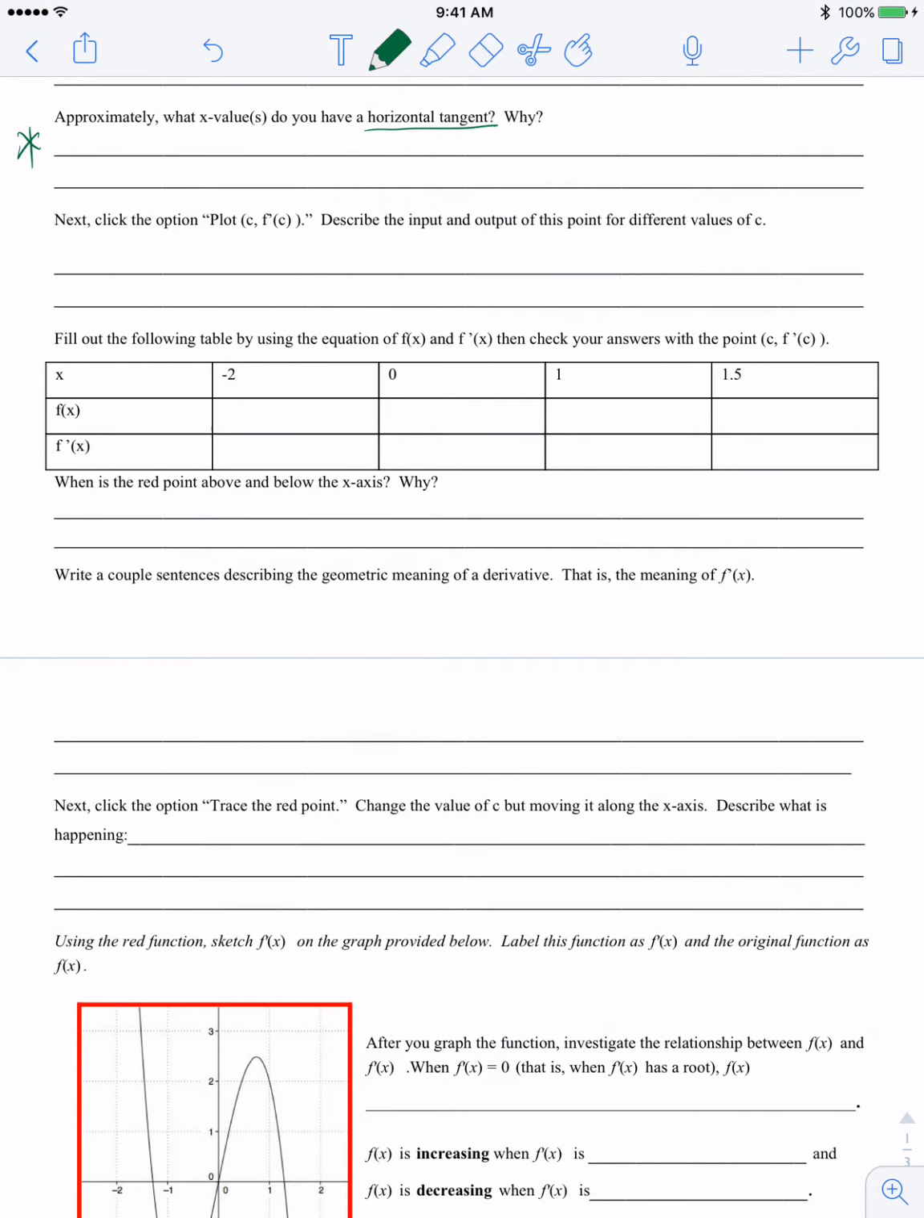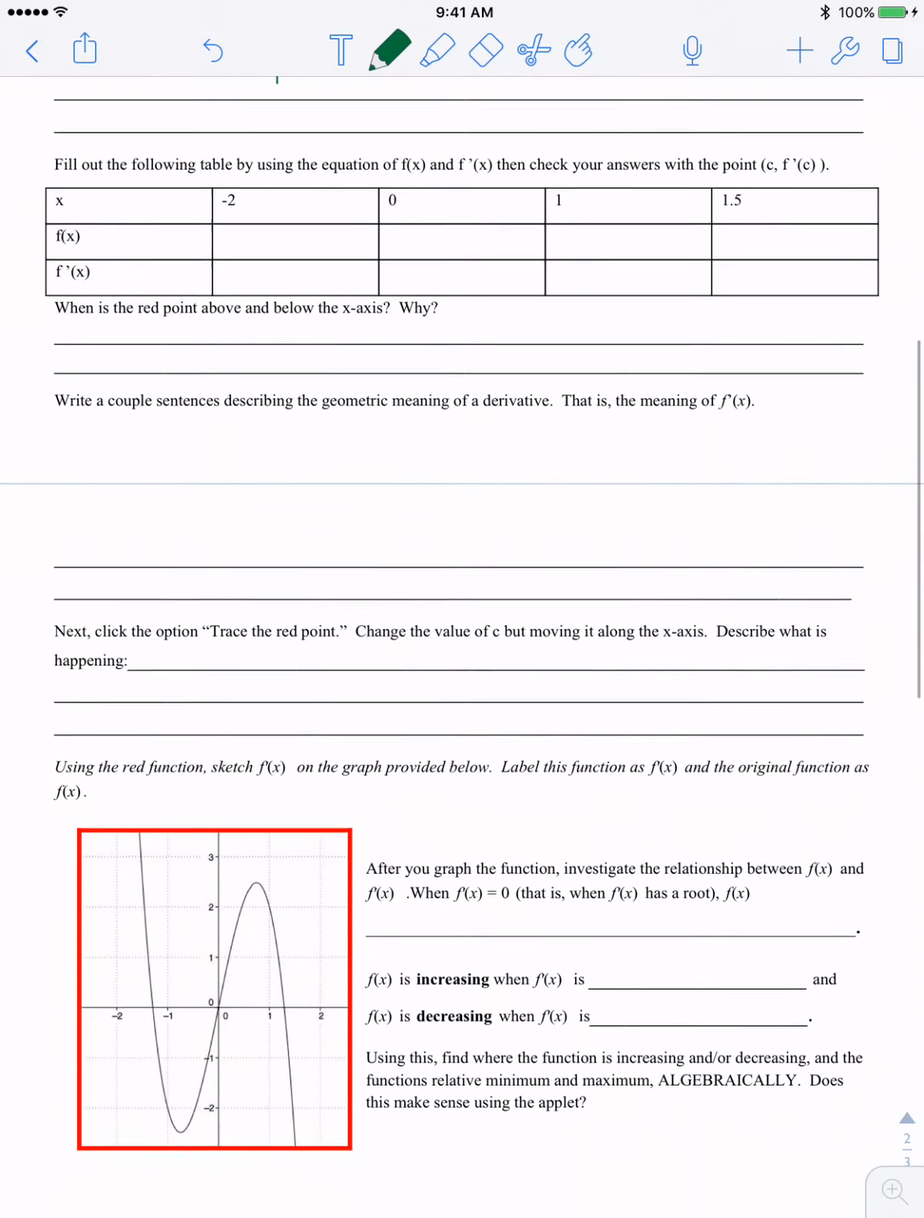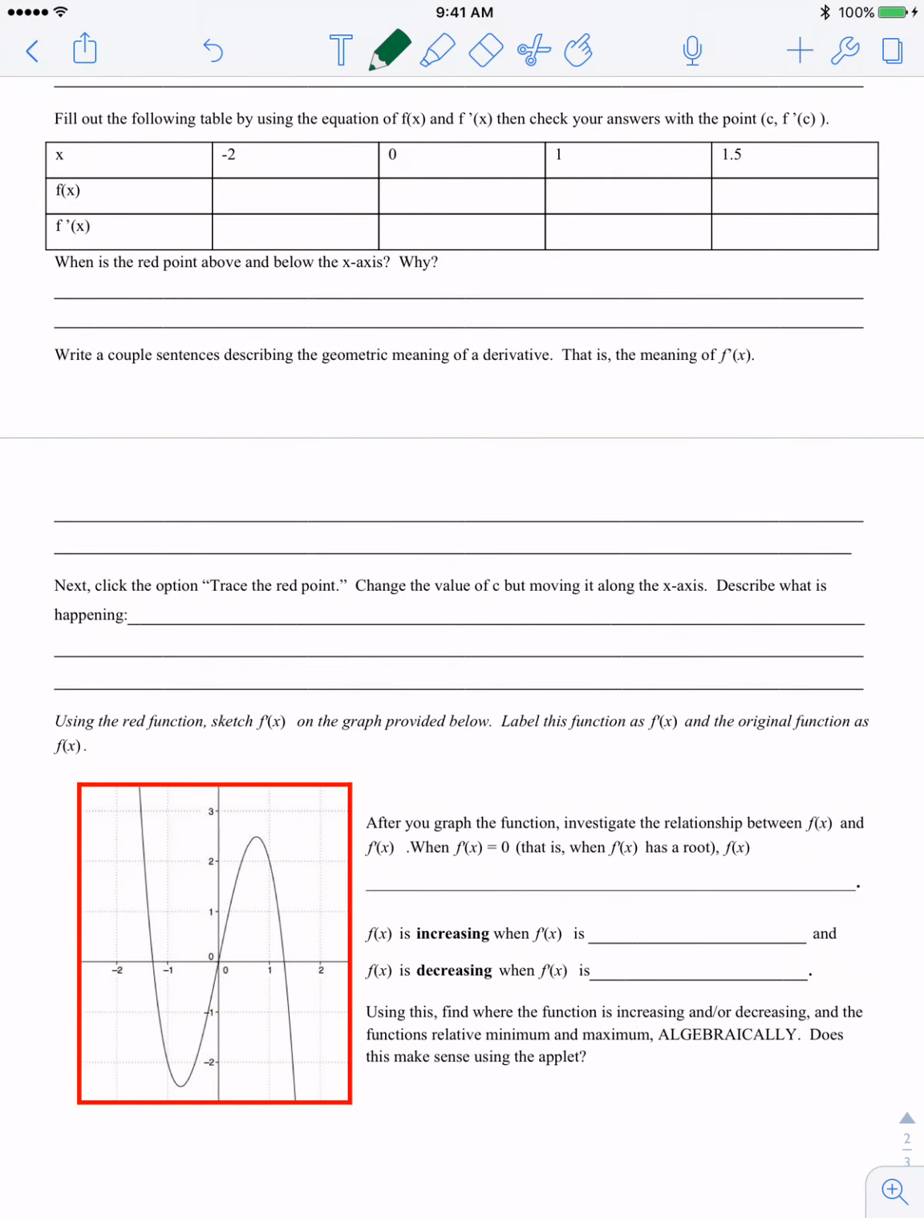For a hint, look at what you're actually plotting. The x value, or your input, is c, and your output value is f prime of c. Next, what you'll do is fill out the table using the equations of f of x and f prime of x, and then you'll check your answers with the point c, f prime of c.